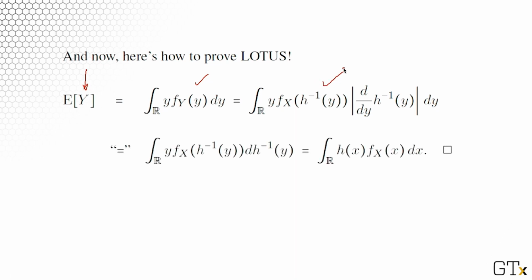And now, if you're willing to believe that the absolute value mess times dy is merely expressed as d of h inverse of y, and it kind of makes sense because the dy's cancel in the previous line, and then I set x equal to h inverse of y, you get this result, which is in fact LOTUS. Absolutely amazing.